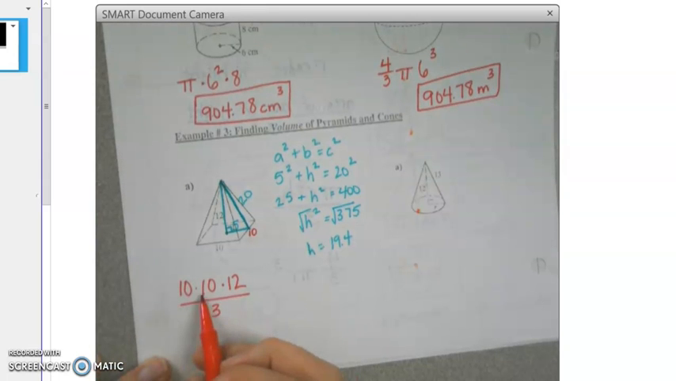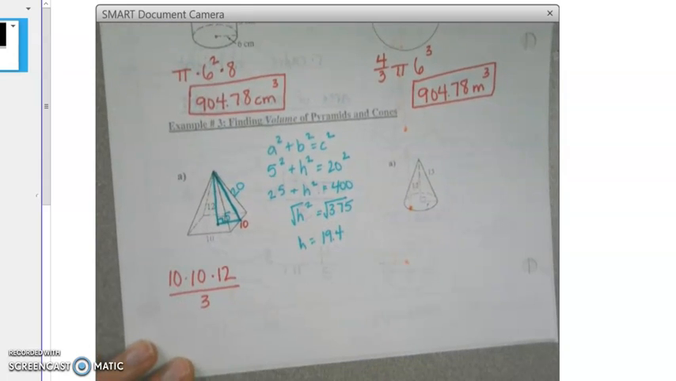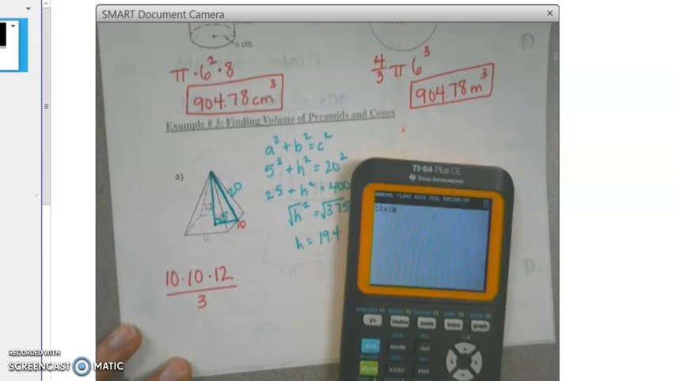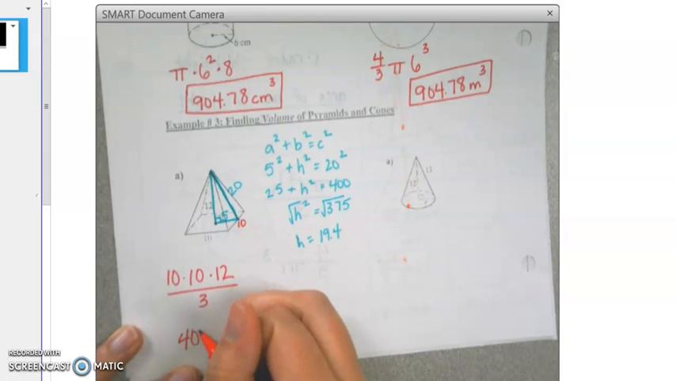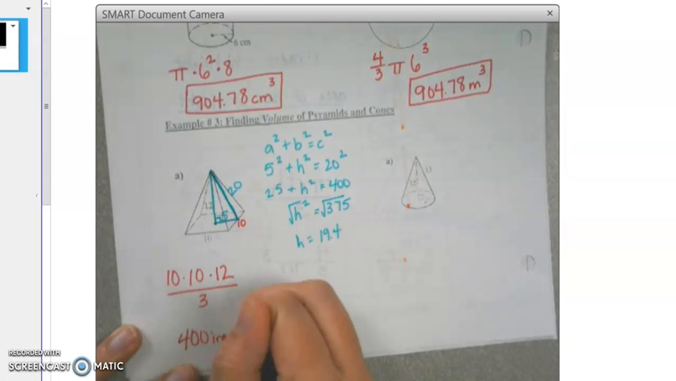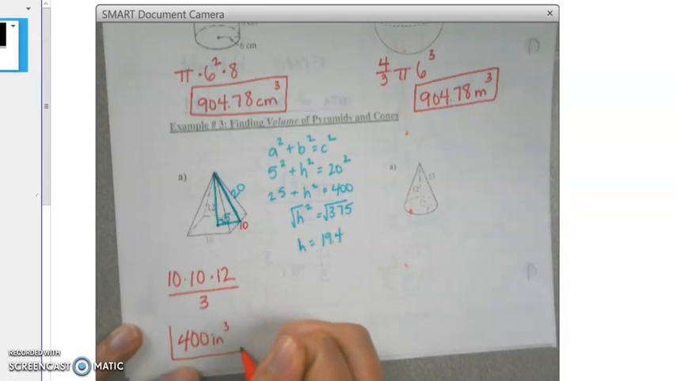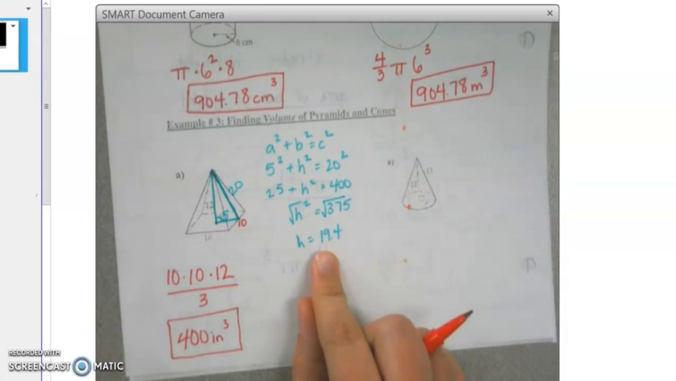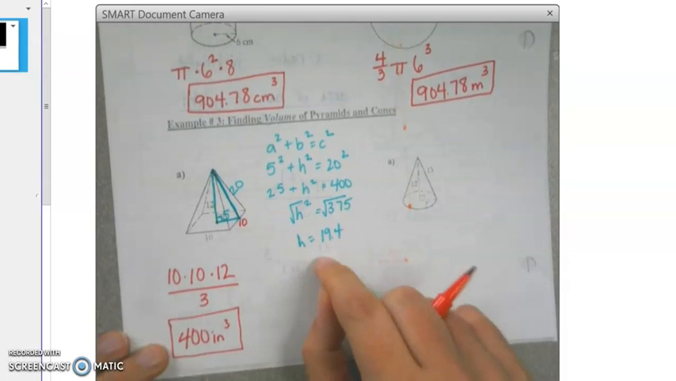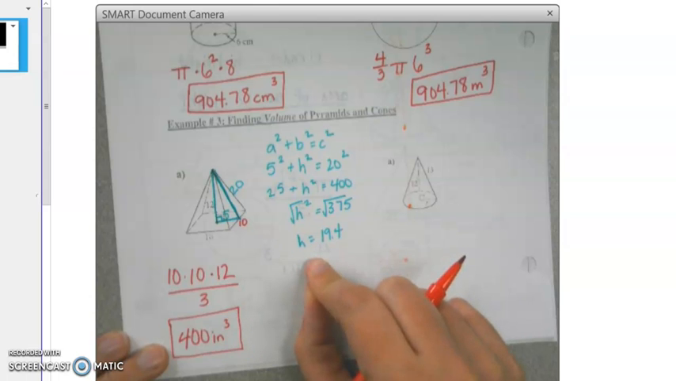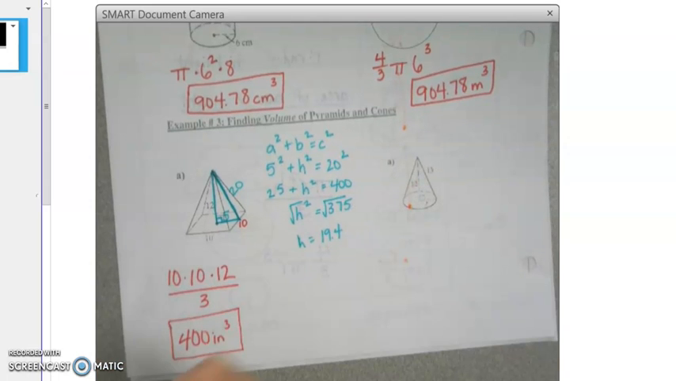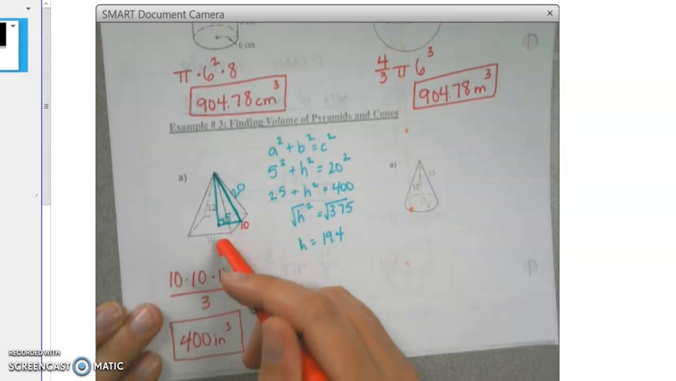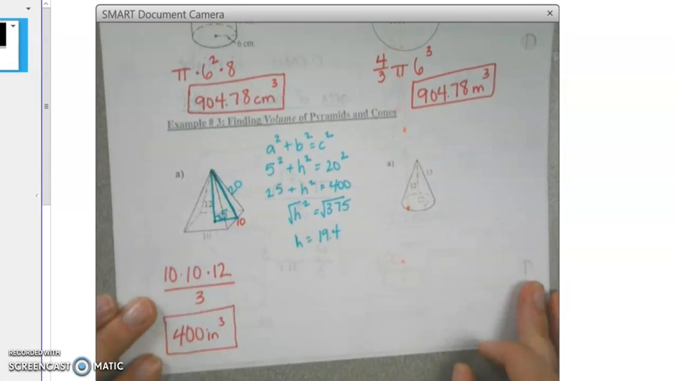They did give us the base. They did give us the height. I can just plug this in the calculator. 10 times 10 times 12 divided by 3 is 400. This one's also missing units, so we'll call it inches cubed. So I know that the blue is not part of the problem, but you're going to have some that are. So if you run into it, this is how you do it. And we're about to do it over here too. So you get to see 2 of them. Okay, that is a square pyramid.